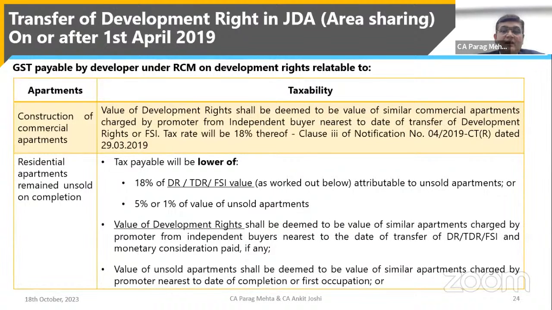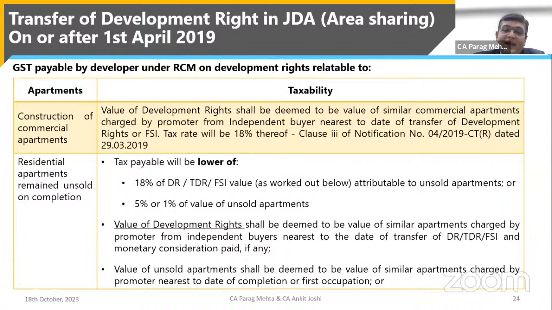in a residential project, 1 lakh square feet is given to a landlord, the value is 10,000, and the unsold inventory on the date of OC is 20%. So 1 lakh into the value 10,000, the first sale agreement, into 20%, which is the unsold proportion, multiplied by 18%. So the GST is payable; the value of development rights only attributable to unsold apartments will be taken for valuation purposes. Or second is 5% or 1% of the value of unsold apartments.